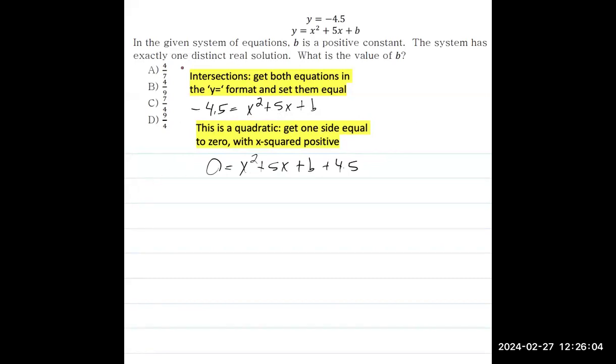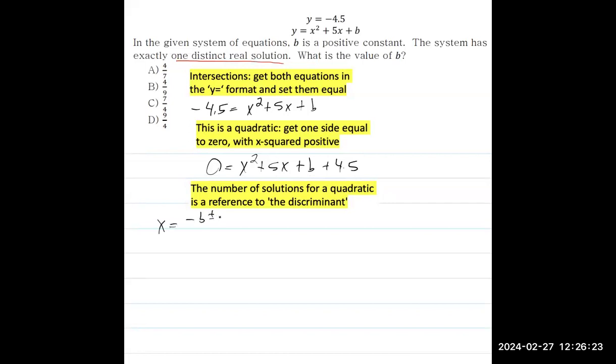The next thing we should notice is we're being told that this intersection has one solution. So the number of solutions of a quadratic, that's a reference to the idea of the discriminant. And the discriminant is part of the quadratic formula, negative b plus or minus square root of b squared minus 4ac all over 2a. And we're going to put some numbers in here that have nothing to do with this question to show you what happens.